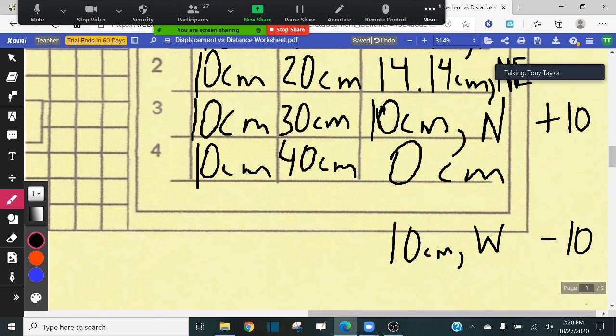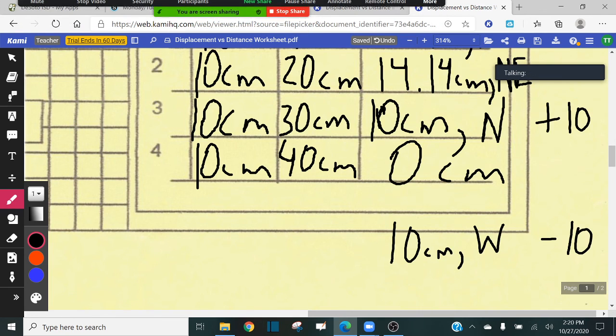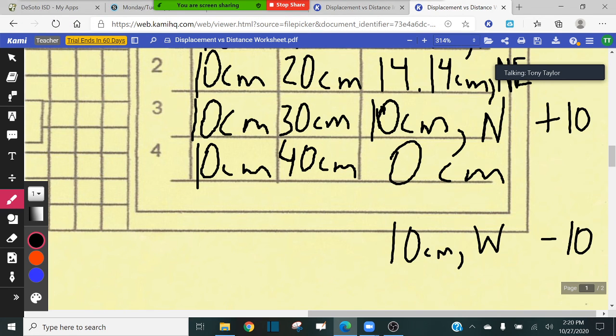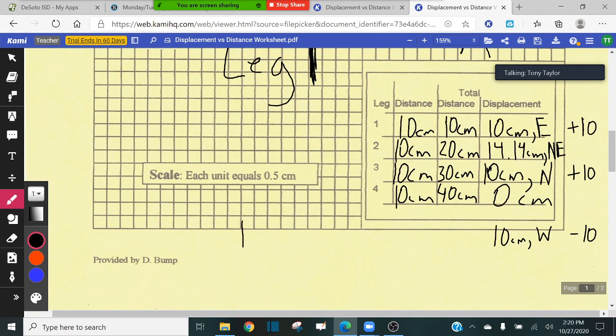So hopefully that makes sense. And remember, guys, whenever you're looking at displacement, you're always comparing your ending point to your starting point. So wherever your ending point is relative to your starting point, that's your displacement. If your ending point is to the south of your starting point, then you would say your displacement is to the south. So just keep that in mind. Okay, any questions, guys? Any immediate questions for me?